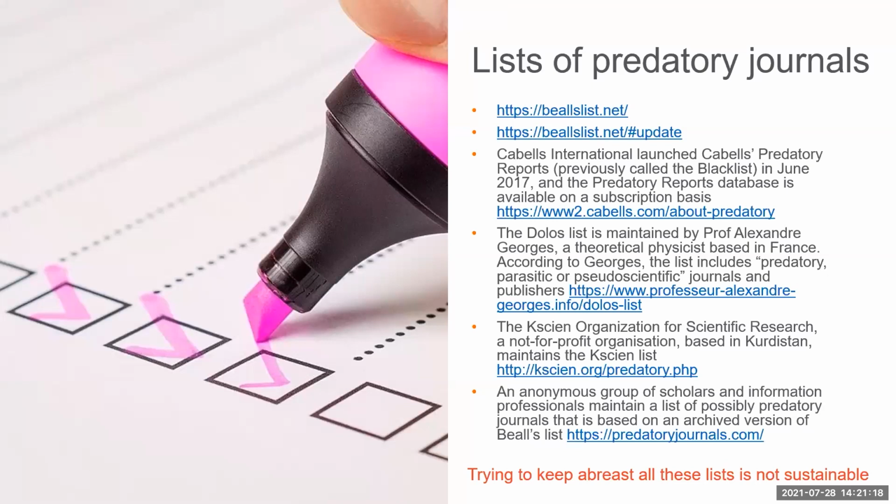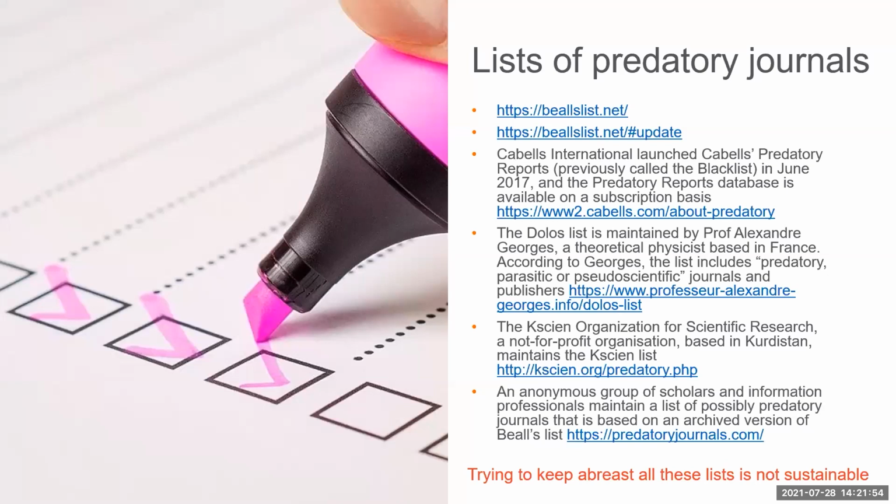I'm not sure how to pronounce it, the Skin organization also has a list. And there's predatoryjournals.com, there's this list. And this is a small fraction of the lists of predatory journals that are available. So I want to make the point that it's probably not sustainable or feasible to keep abreast of all these lists.